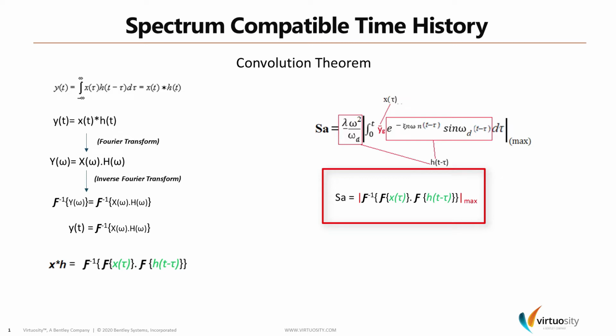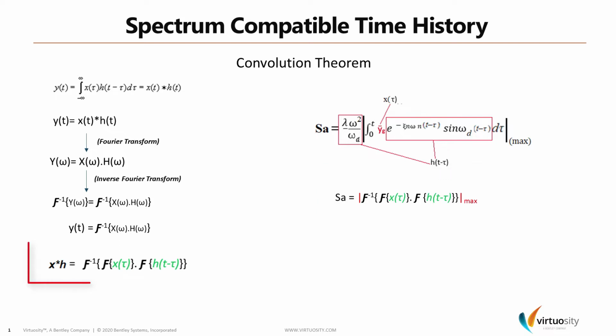Let's make the long story short. We can find the dynamic response of any SDOF equation due to any external input forcing function by simply finding the inverse of the Fourier transformation of the product of the transform x and h in the frequency domain.